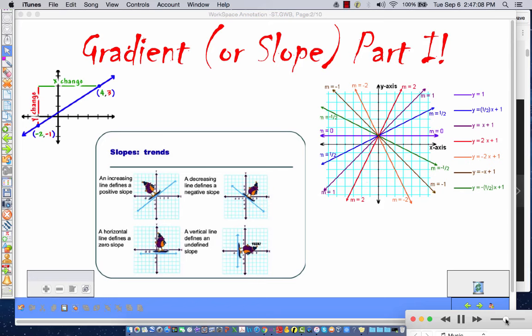So we're talking about gradient or slope. This is the first part of what I believe will be two. So let's get to it, shall we? Back to hooked on a feeling later.